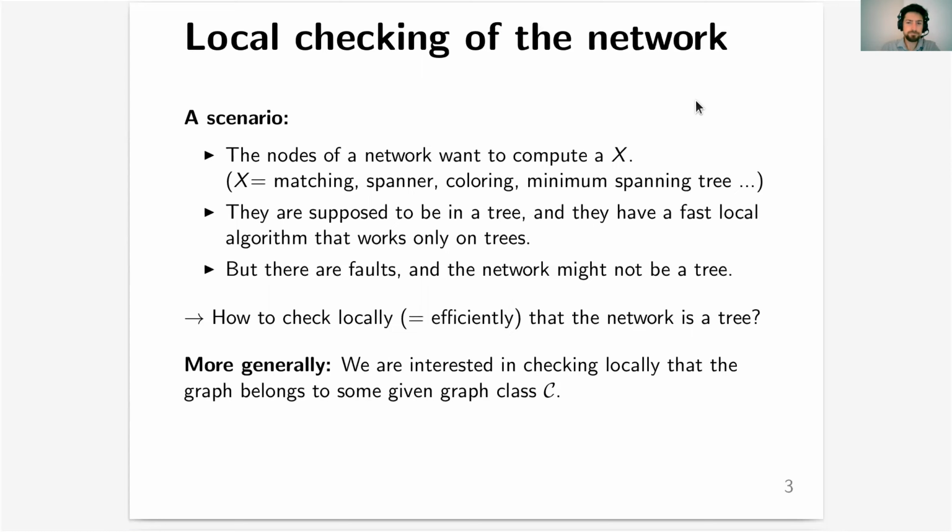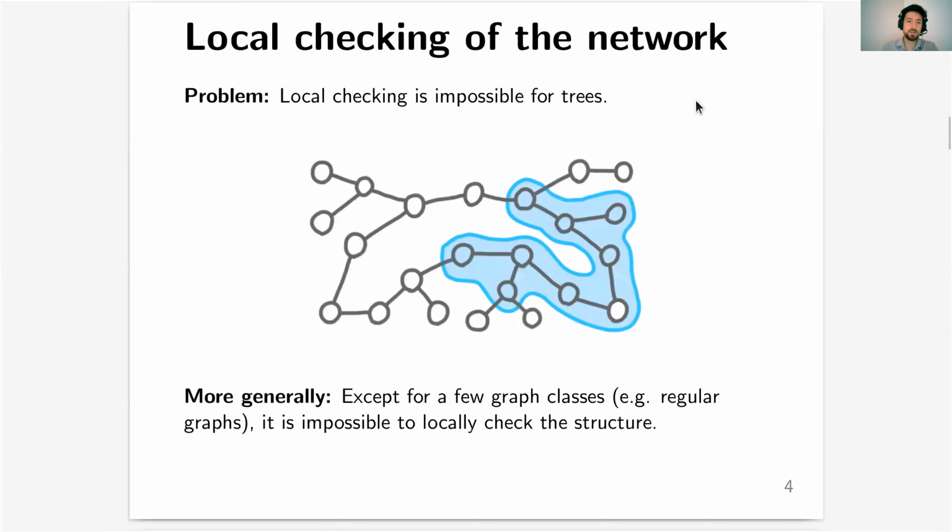Good. And we are not interested only in trees. We are interested in general in checking network properties, or in other words, we are interested in checking locally whether the graph belongs to some given graph class C. So C could be, for example, planar graphs. Many algorithms have been designed for planar graphs. Okay, so this is a scenario. And the problem is that this is impossible. We ask for too much.